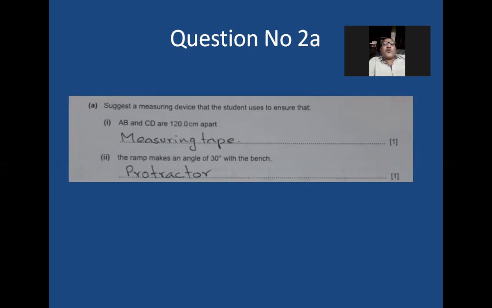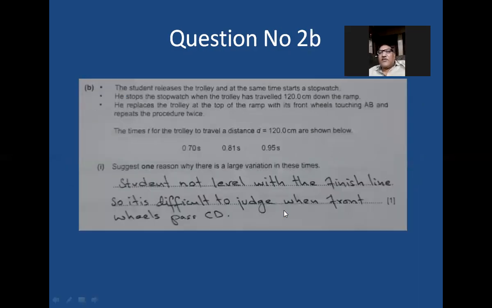You can also use a protractor, a large protractor. Normally in our language in Pakistan, we call it D, to measure the angles. With the help of the protractor, you can check that the angle is 30. You can also use the large set square, which has one angle of 30. So you can use that also. That was the A part.